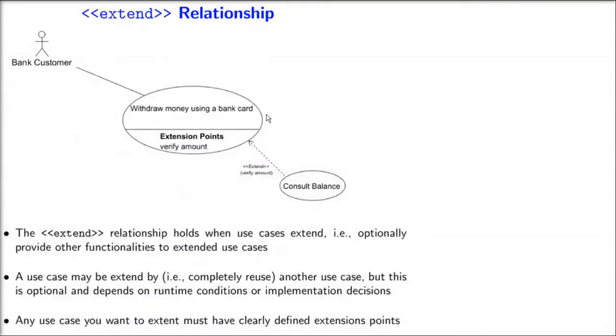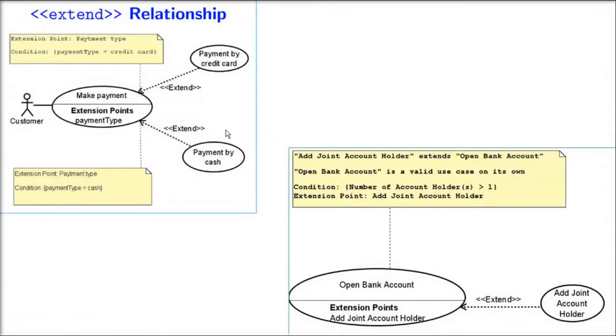Include. Coming to the extend relationship. Extend means what? If some trigger is there, if something happens, then only that use case will be called. Otherwise not. It is not included. I'll give an example. A customer wants to do a payment. Let me tell you one more thing.